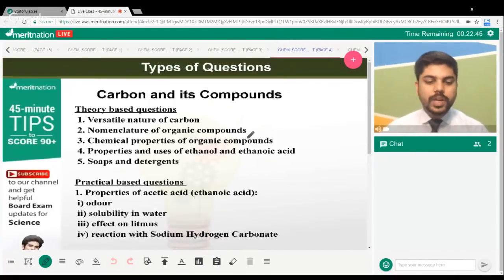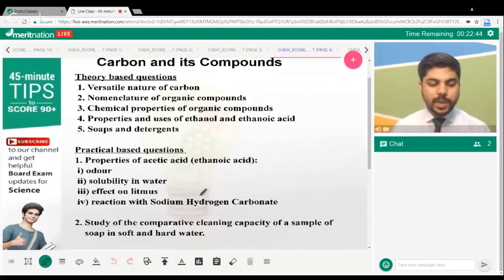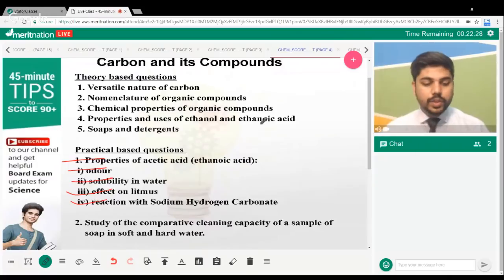Now, if I talk about carbon and its compounds, from the practical based questions, the properties of acetic acid, what will be the odor, what will be the solubility in water, what will be the effect on litmus paper, and the reaction with sodium hydrogen carbonate. Okay, so basically the reaction of ethanoic acid, what does it smell like, and what will be the effect on litmus and the solubility. Questions can be asked from this particular type.